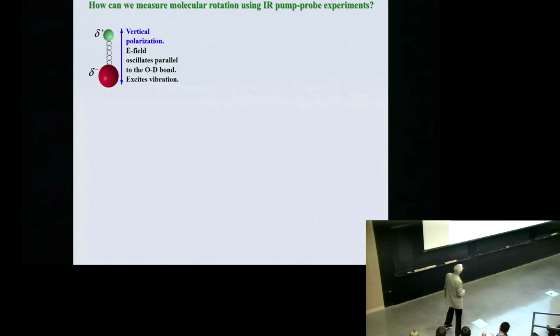Okay, but what I want to tell you, and this is where you're going to have to work with me and think, this is where the work starts, is how we can measure rotations with this type of measurement or something similar. Okay, so look, here's my OD stretching mode that I want to excite. I'm calling this vertical polarization. The electric field has a direction. I can make the electric field oscillate this way. I can make the electric field oscillate this way by just manipulating what's called the polarization of the light coming in.